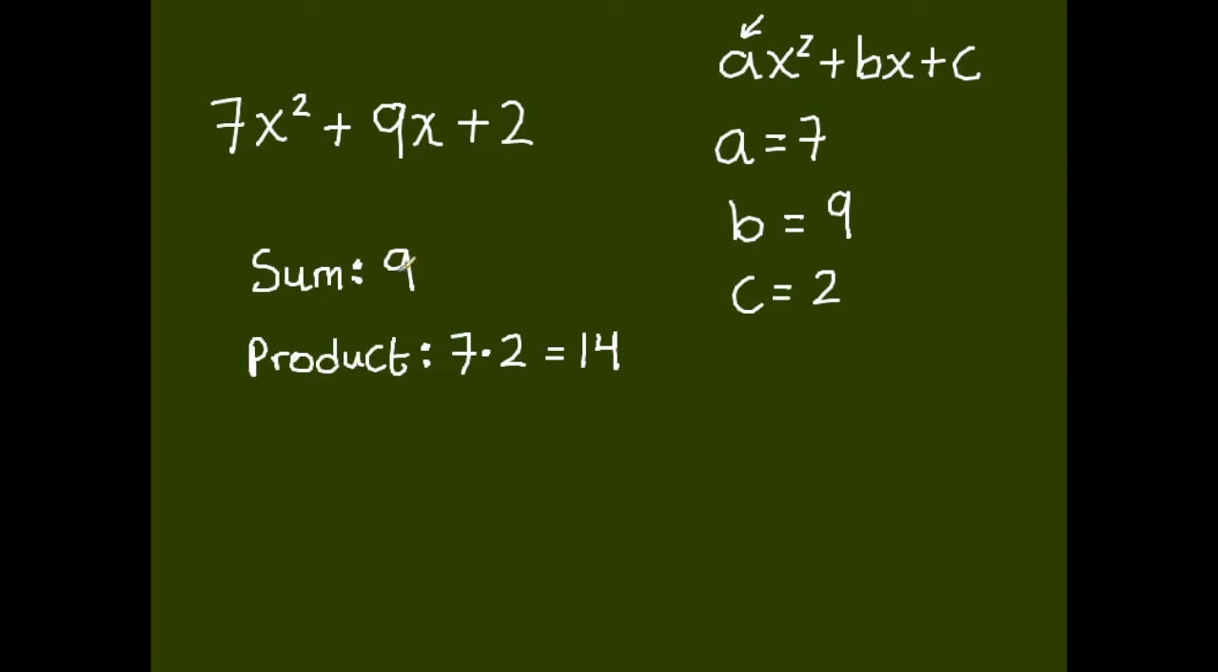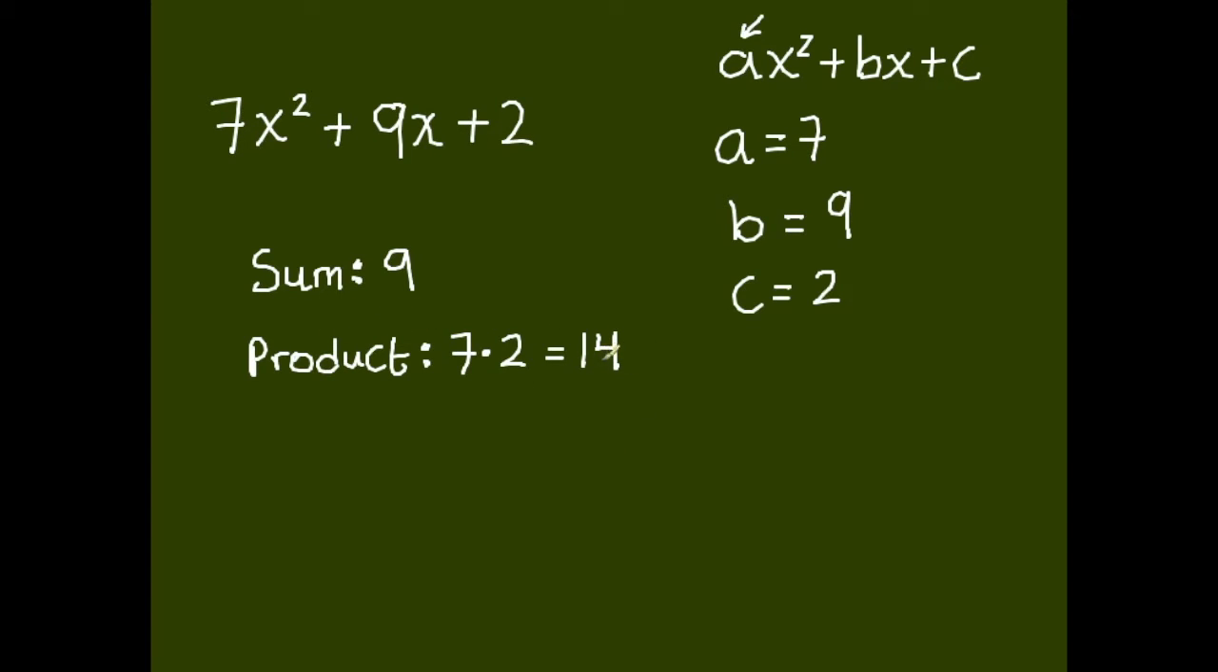So what two numbers add up to 9 and also multiply to 14? Well, the product is positive, which tells us that the two numbers we're looking for must share the same sign. And the sum is positive too, which means that both numbers must be positive. So let's only consider the positive factors of 14 and see which ones add up to 9.